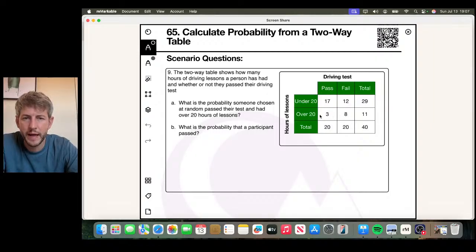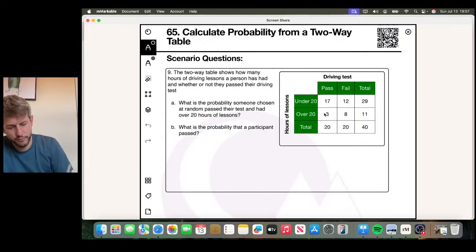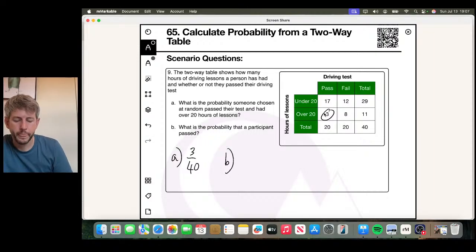So here's the people that passed. Here's the ones that passed with over 20 hours. So that's 3. And it's at random, isn't it? So it's out of everyone. So it's 3 out of 40. And then B, what is the probability that our participant passed? Well, that's going to be 20 out of 40. Because there's 20, yeah. Okay, and I believe that's that.